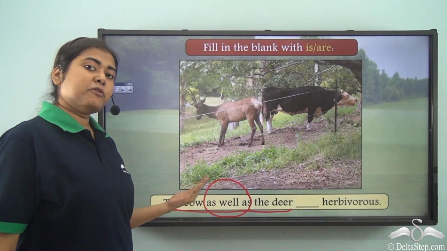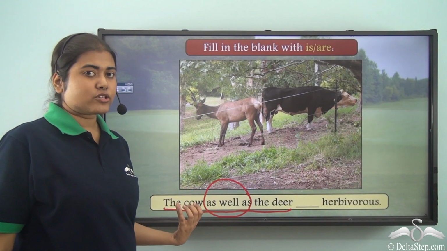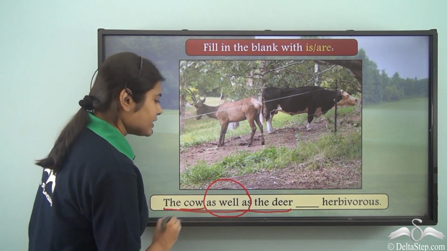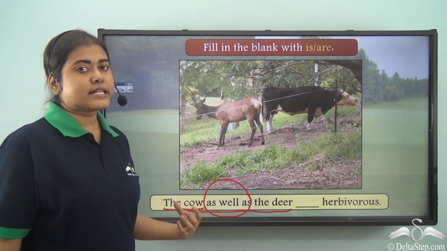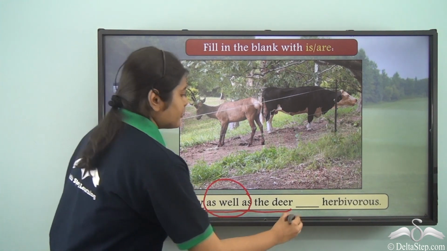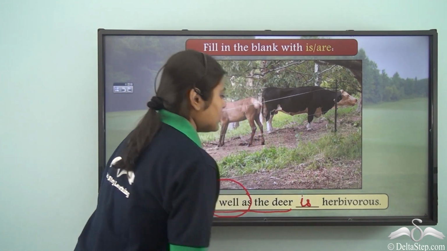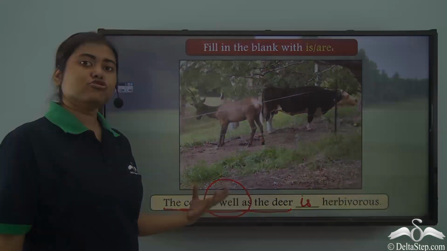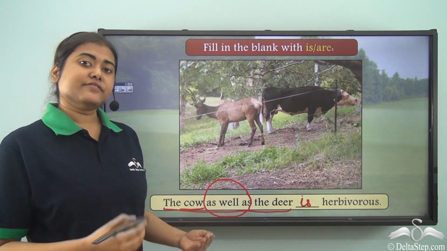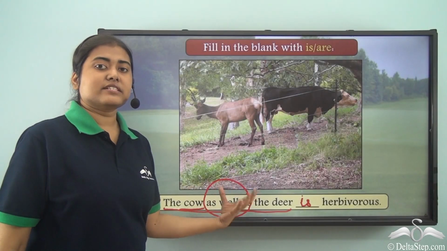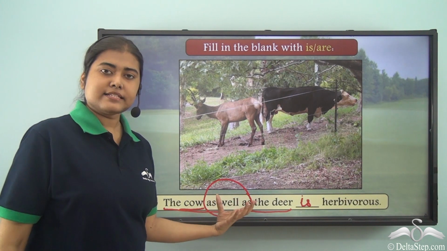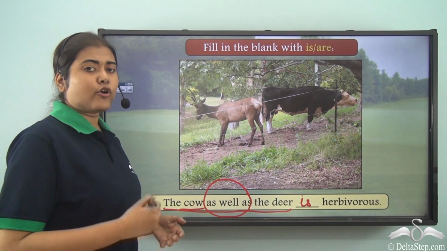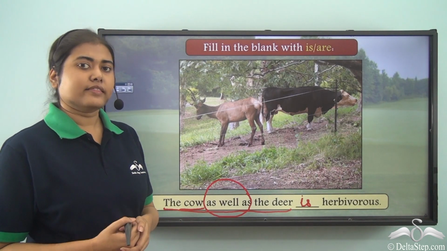Now the noun before as well as is the most important thing for us to decide what verb we are going to use. So here we have the cow. Now the cow is singular. So we are going to use a singular verb in this case, because even though we are referring to two animals, the cow as well as the deer. Now when we have a subject with a phrase as well as included in that, what we consider is the noun which comes before as well as in order to decide the verb.